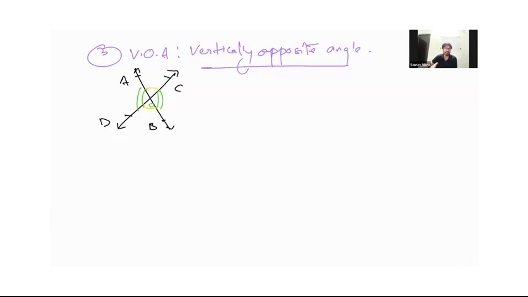If I say the intersecting point is O, then angle AOD will be equal to angle BOC. Similarly, angle BOD will be equal to angle COA. So they are vertically opposite angles. They occur when the lines are intersecting with each other.